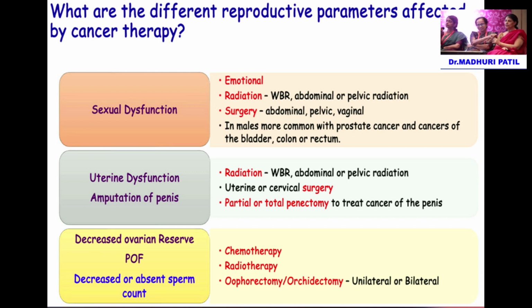I think she's already got it there. What we worry about in females is the ovarian reserve, in males the sperm counts. Then of course we have sexual dysfunction, which becomes a major part, especially when radiotherapy is done or even surgical procedures in the male, and uterine dysfunction. So majorly these are the important areas that we have to worry about when a patient goes for onco treatment.